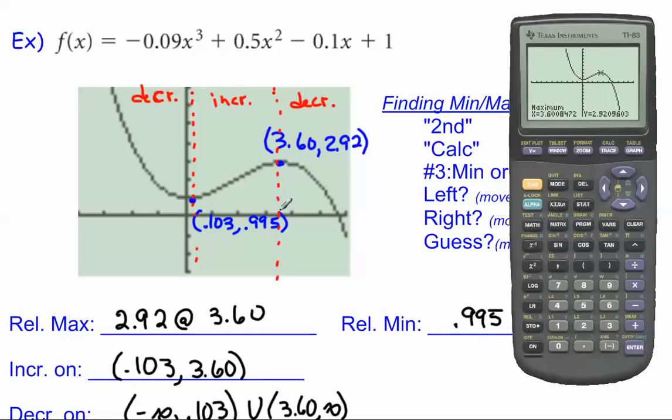Union, because there's more, from this point here, what was that? That was the 3.6 number to positive infinity. So remember, it's the x values for increase, decrease. And then the last one is going to be increasing in the middle section here from 0.103 to the 3.6.